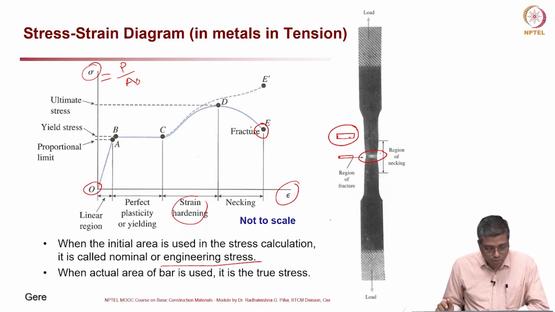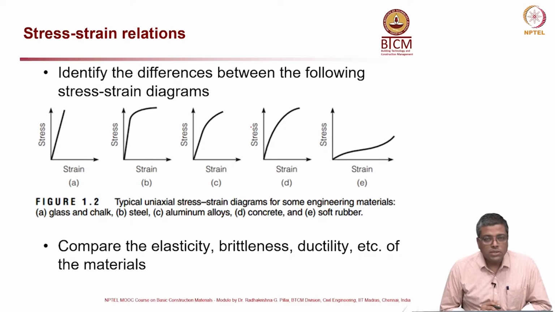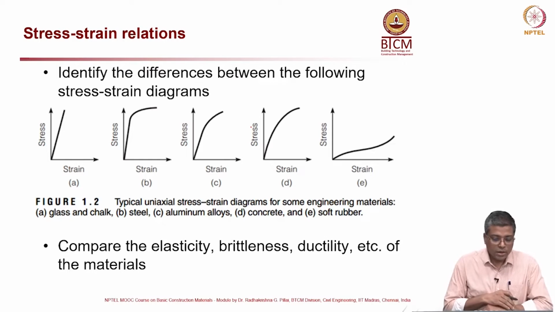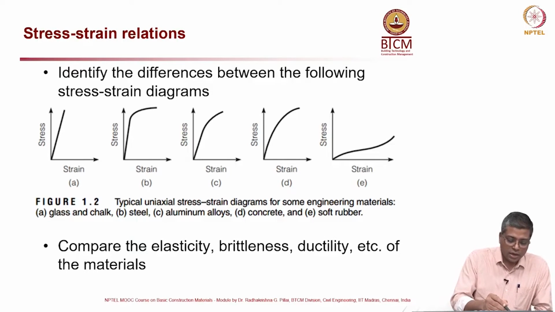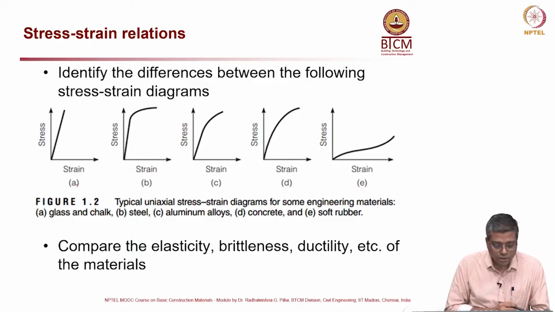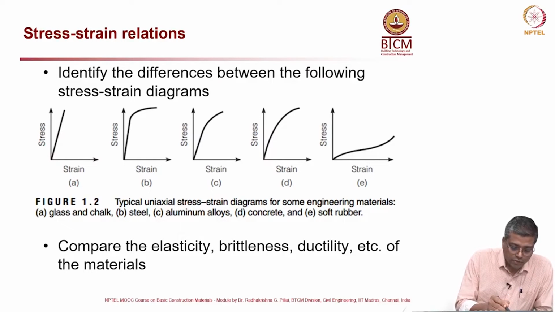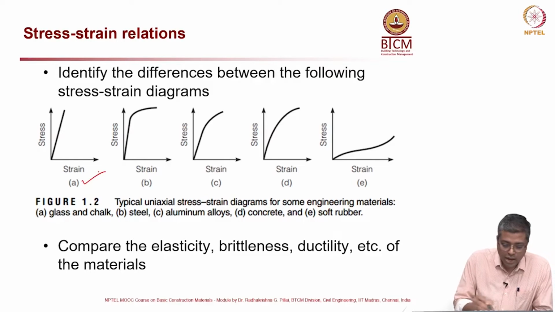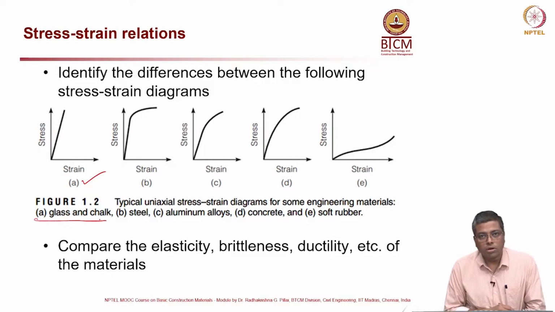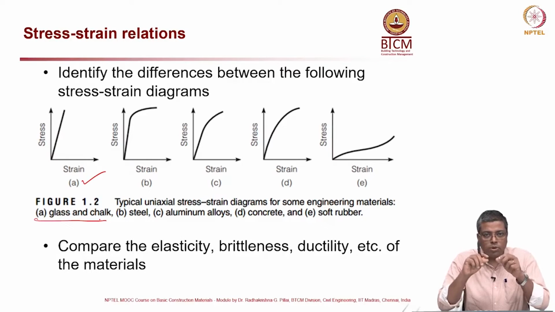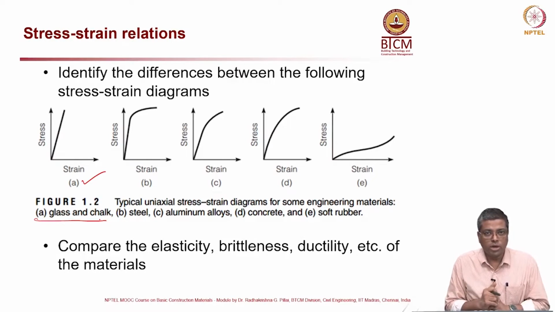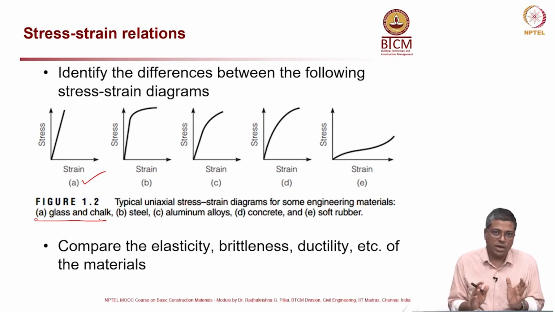Now, we look at how stress strain graphs of different materials would look. This is from the Mamlouk and Zaniewski book, figure 1.2 in that book. Identify the difference between the following stress strain diagrams. The first one is either for glass or chalk. If you take a chalk piece and try to pull it, it will suddenly break without any deformation, so there is no ductile behavior in that.